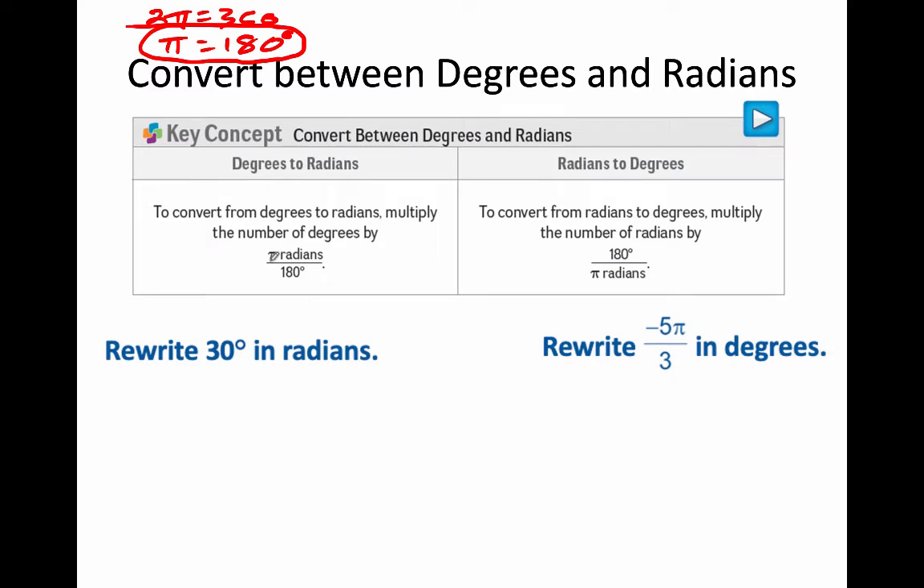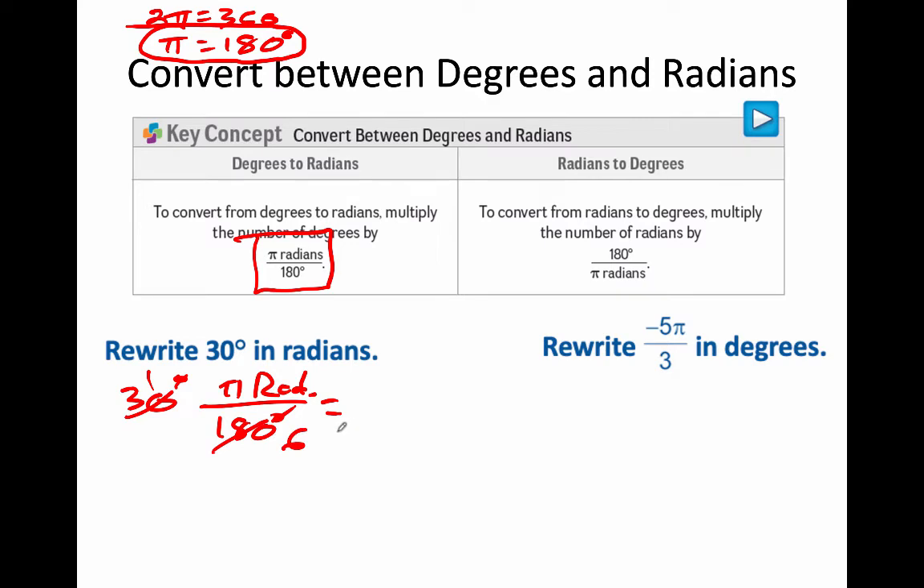And you're going to use dimensional analysis. Whatever you want to get rid of goes on the bottom. If I want to get rid of degrees, 180 degrees goes on the bottom. If I want to get rid of radians, then pi radians goes on the bottom. So if I'm going to go from 30 degrees and I want to eliminate degrees and end with radians, we use dimensional analysis. Notice the degrees cancel out. 30 over 180 is 1/6.